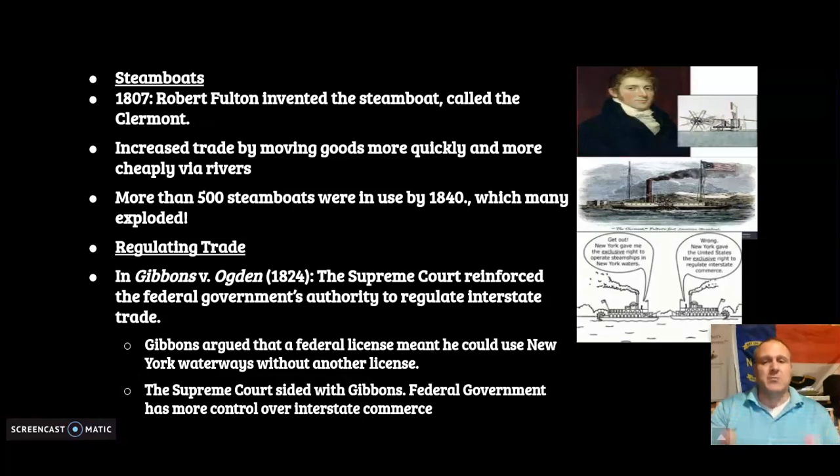So now what happens about regulating trade in Gibbons versus Ogden, 1824? So we're looking at the idea of interstate trade, or trade between the states. On horse and carriage, it's easy to stop somebody going from one state to the next.